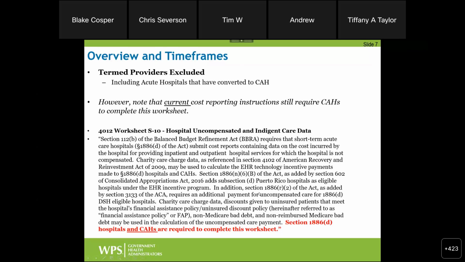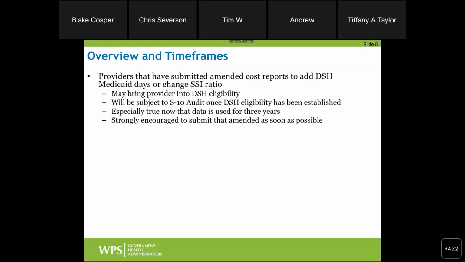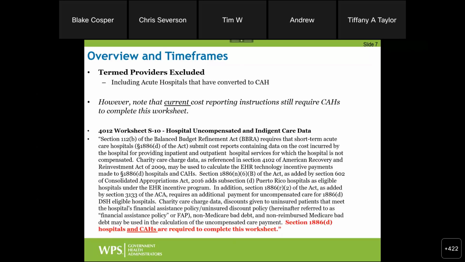This did matter to critical access hospitals, I guess it's been several years now, back with the EHR incentive payments. It no longer really drives any payment for the critical access hospitals unless CMS is planning something in the future. But they're still technically required to complete the worksheet. However, they're not required to submit anything at the time of cost report submission.